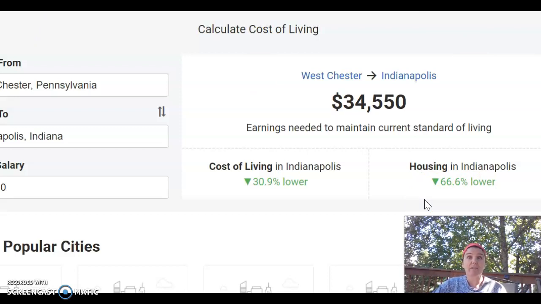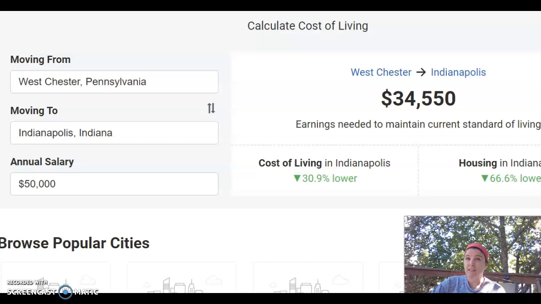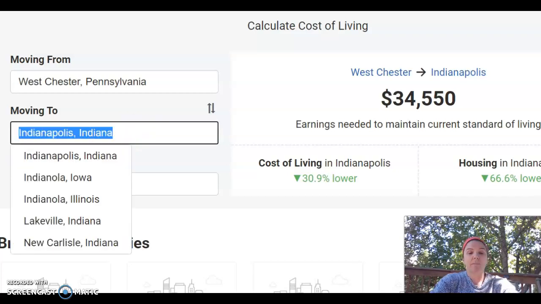Now, I actually know that for real because I have a lot of cousins and aunts and uncles that live in that area, and I know for sure that it's a lot less expensive. Look how much lower the housing prices are in Indianapolis versus where we live. You're probably old enough to realize that where we live is a relatively expensive area, but we're not the most expensive area. So you can play around with this. You can put in different cities.